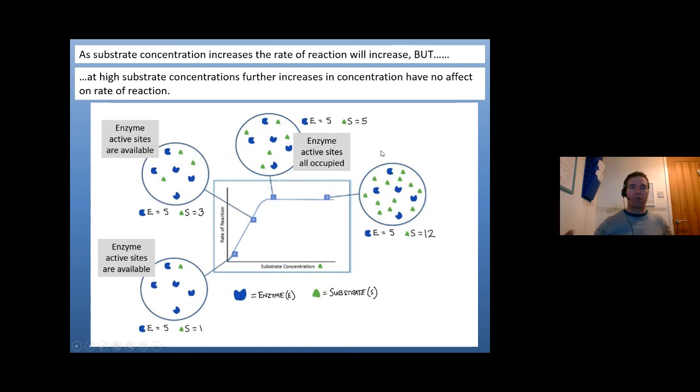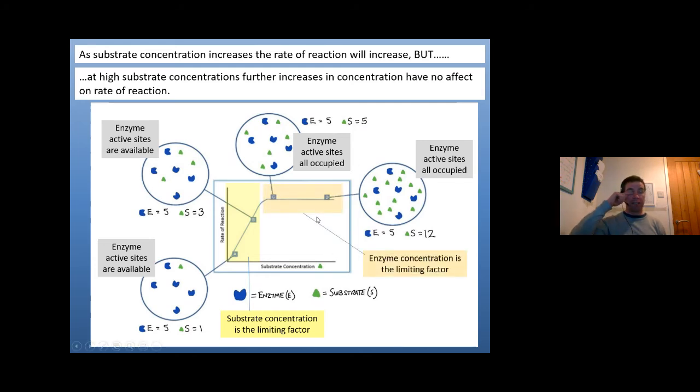Therefore, further increases in substrate have no effect on the rate of reaction. We can say also that at this phase, where we've got the slope on the graph, the substrate concentration is limiting the rate of reaction. So the reason the reaction isn't going faster is because there isn't enough substrate there. Whereas at the top here, this plateau, it's the enzyme concentration that's the limiting factor.